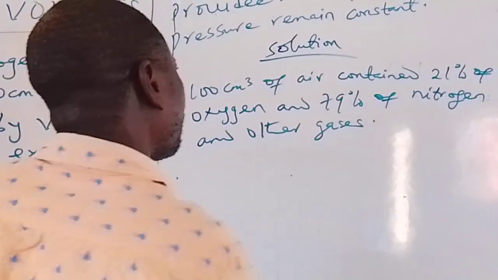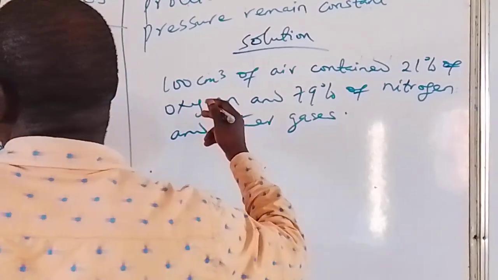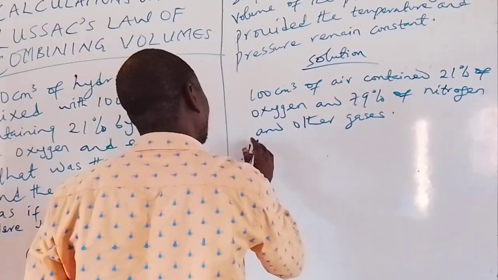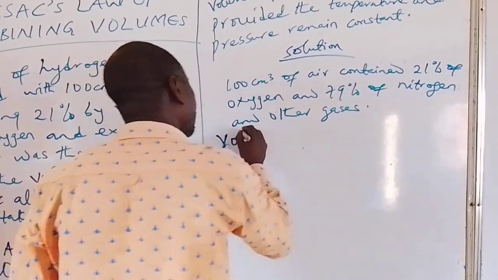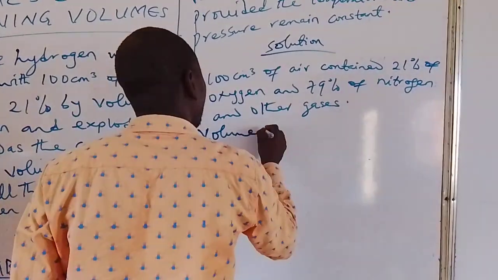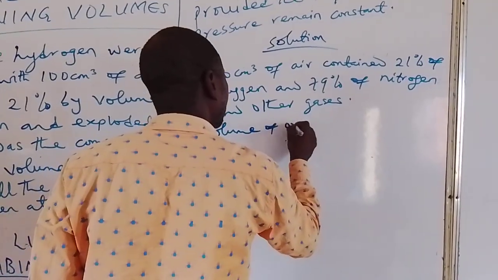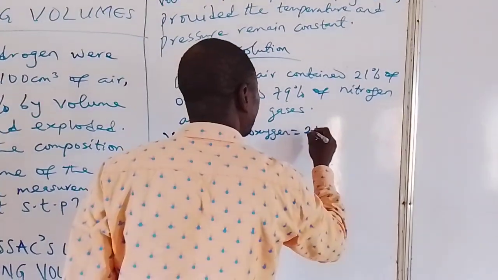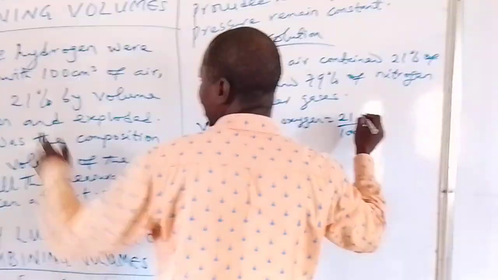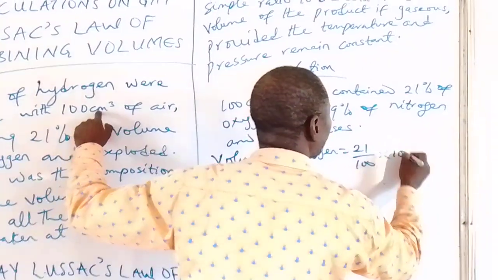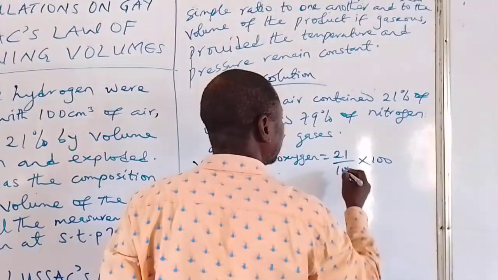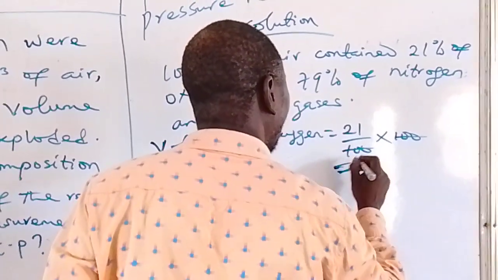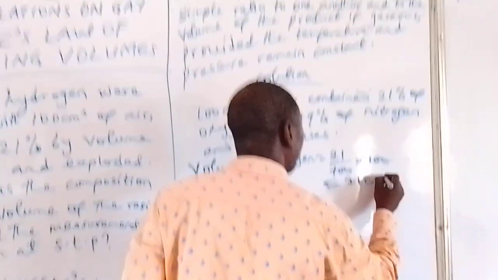So how do we go about that? We are going to find 21% of 100 cm cube. So percentage, that is the volume. Let me write: volume of oxygen is equal to the percentage, that is 21 over 100, times the volume of air, which is 100 cm cube. So that is 21 cm cube of oxygen.